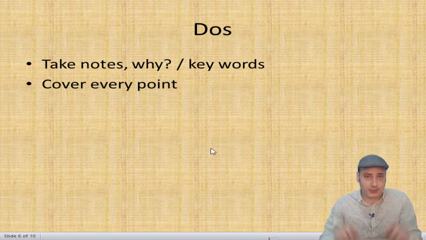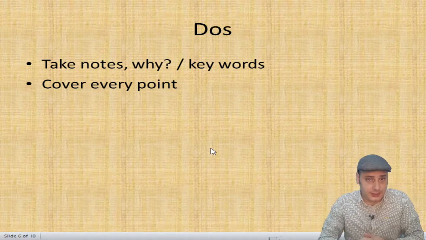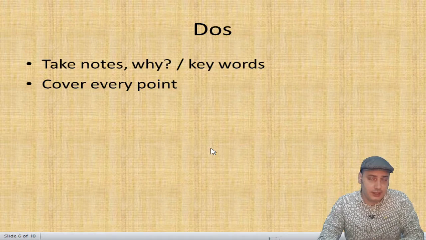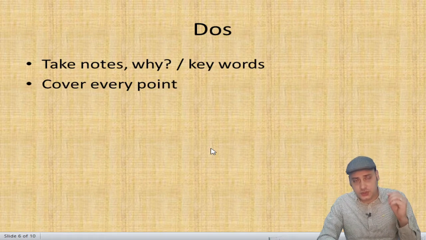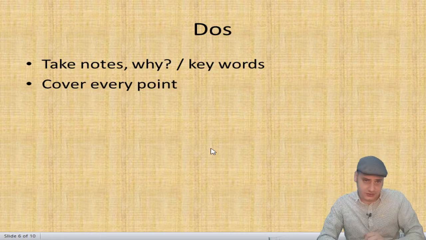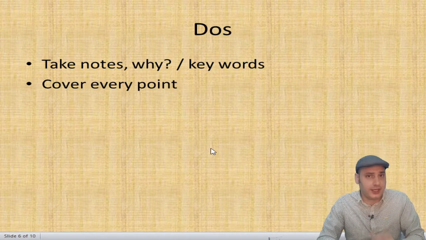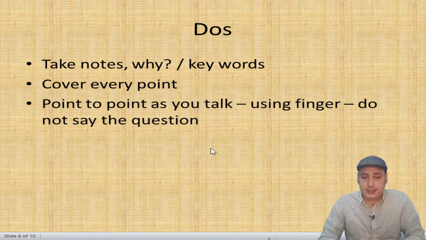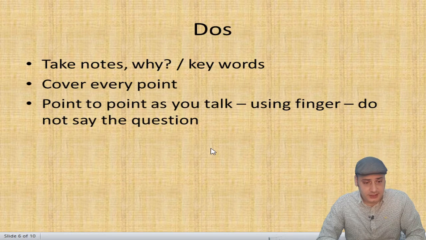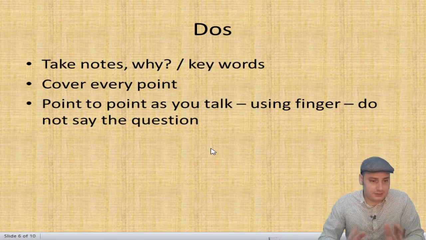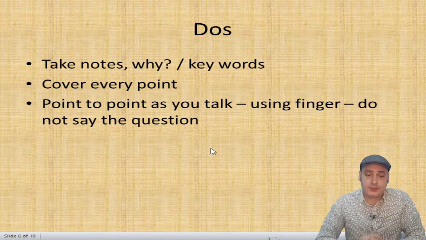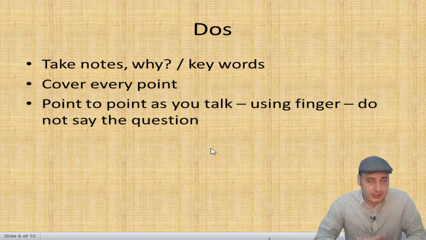As I showed you, for example, we have the example of a museum. We have 3 questions, maybe sometimes 4 questions. What you need to do is make sure that you cover all the questions and don't ignore any point. And number 3, point to point as you talk. Using your finger, do not say the question. Okay, so let's move to this. Point to point as you talk.